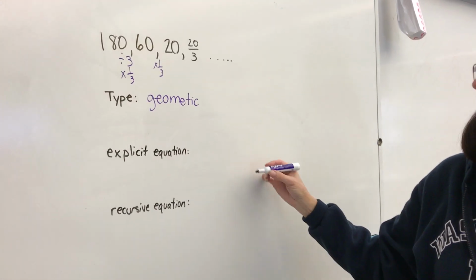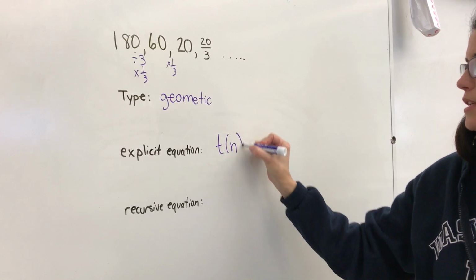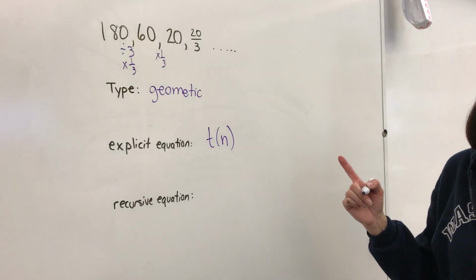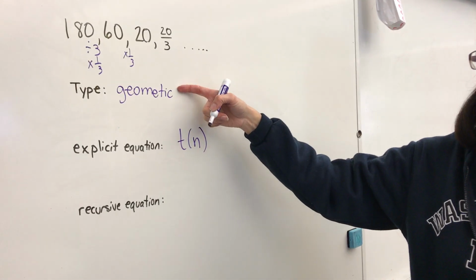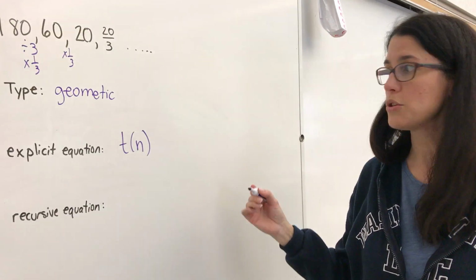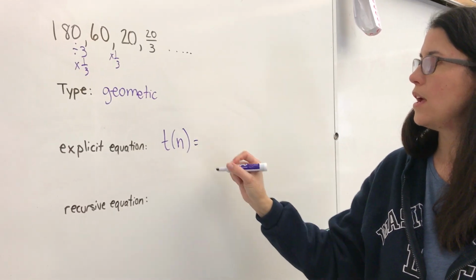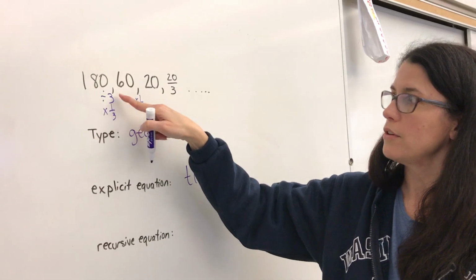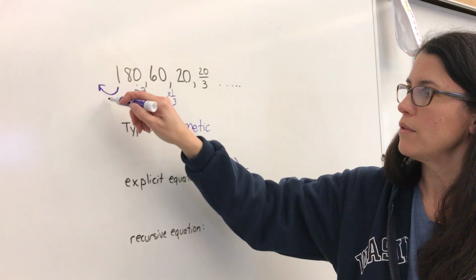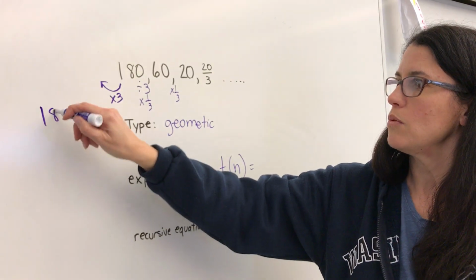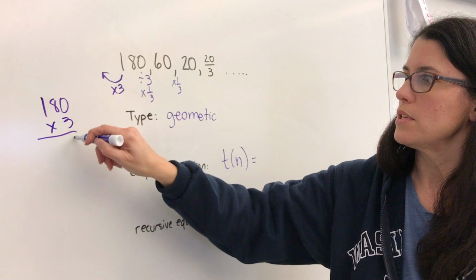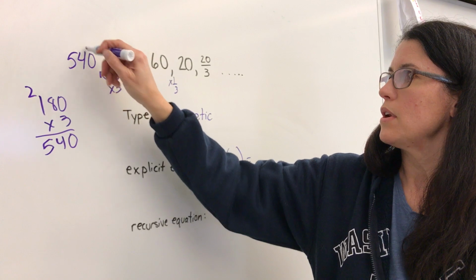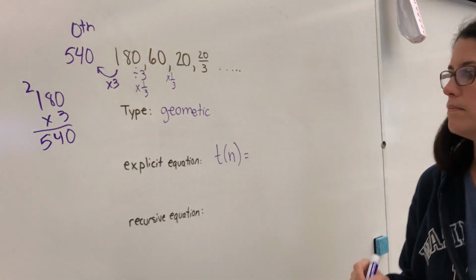For my explicit equation, I'm going to start, like Ms. Reynolds did, with t of n. We talked about how arithmetic sequences fit a linear model, but geometric sequences do not fit a linear model. They fit an exponential model. So I need my 0th term. The opposite of multiplying by 1/3 or dividing by 3, if I go this way, I'd be multiplying by 3. So I need to do 180 times 3, and I would get 540 as my 0th term.